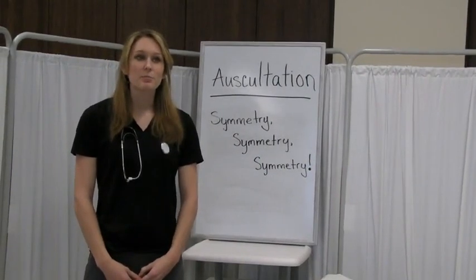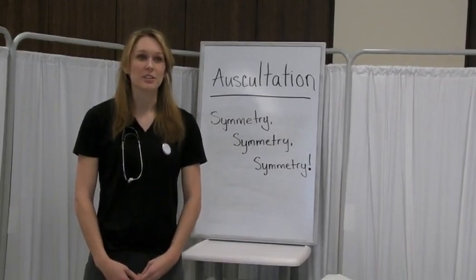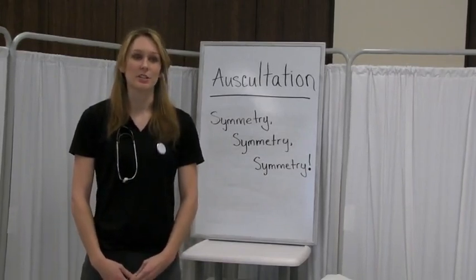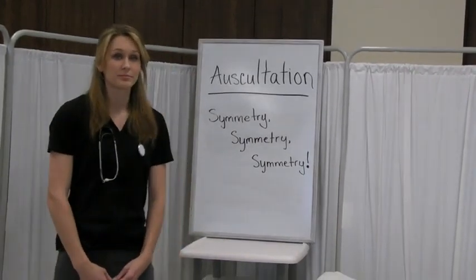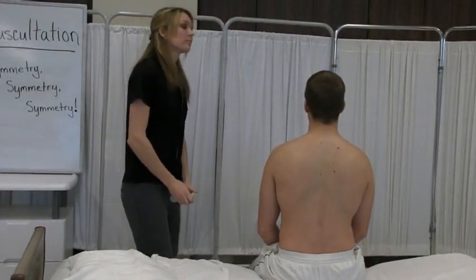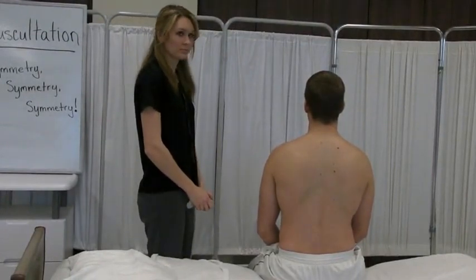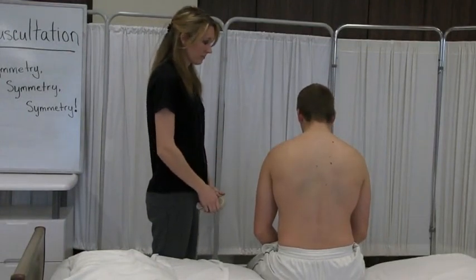Now, when auscultating your patient, the important thing to remember is symmetry, because that's what you're comparing. So you need to make sure that when you auscultate your patient, that you do so in such a way that you can compare from one side to another. If your patient is able to sit up, that would be the best position, upright and leaning forward slightly. Have your patient take a slightly deeper breath than normal through his mouth.